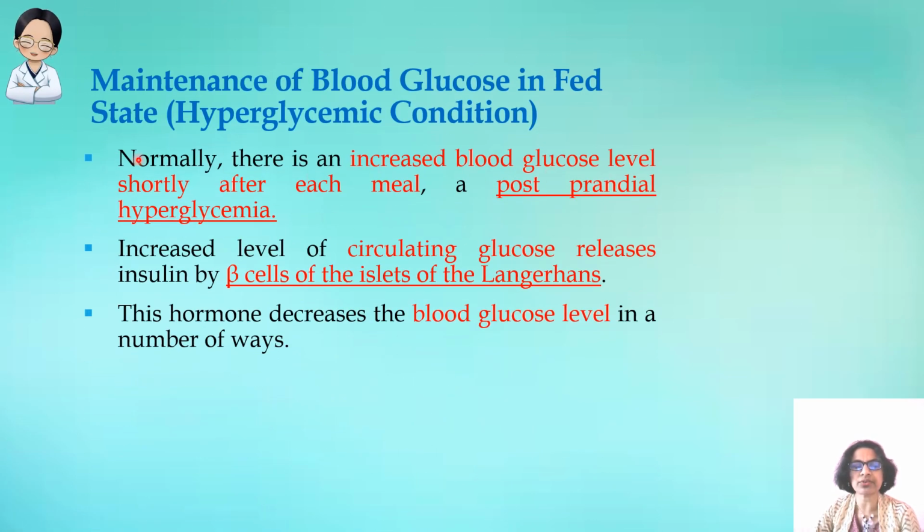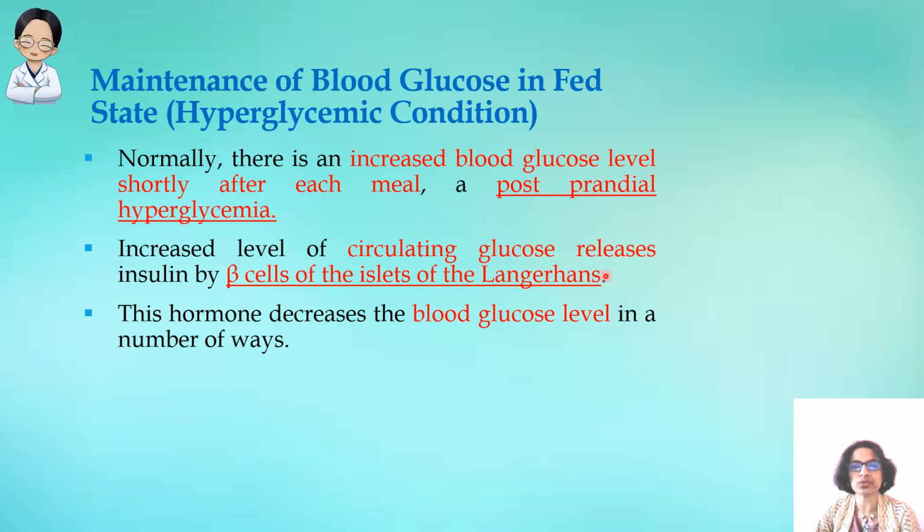Then the first condition we have to talk about is maintenance of blood glucose in the fed state, that is known as hyperglycemic condition. Normally there is an increased blood glucose level shortly after each meal. That is also known as postprandial hyperglycemia. So there is an increase in blood glucose level shortly after a meal. Once we have a meal, our blood glucose level rises. That is known as postprandial hyperglycemia.